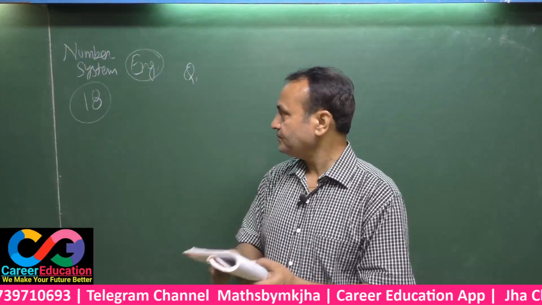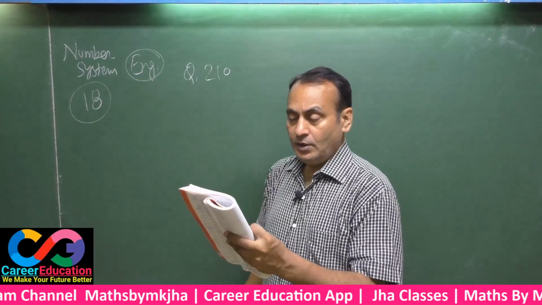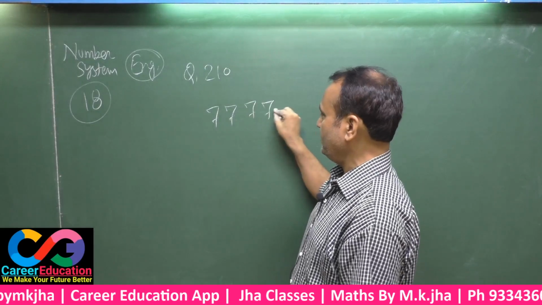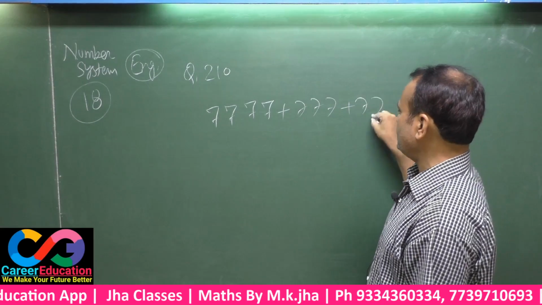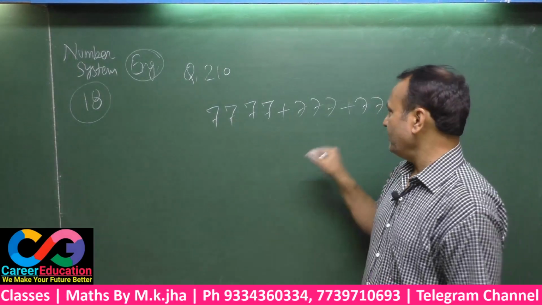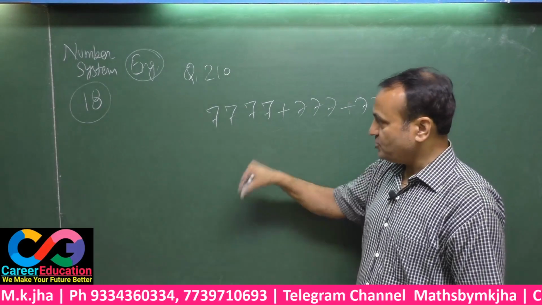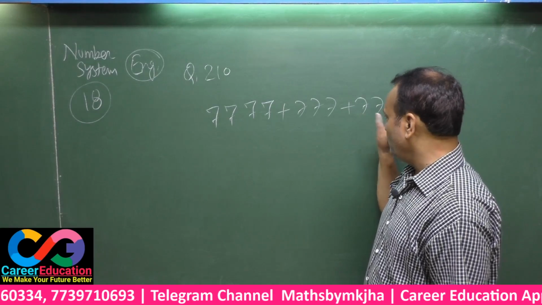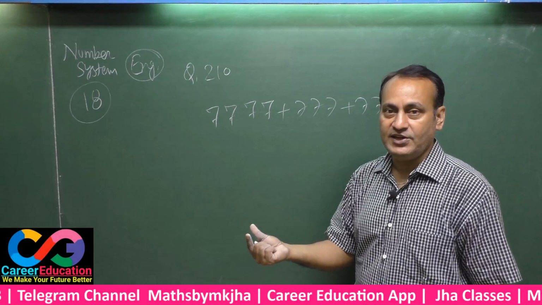From class 18, question number 210. Question number 210 is 7, 77, 777, 7777 plus 7, 77, 777 plus 7, 77 equals what? See here, had there been a plus 7 also, the trick must be applied correctly. But see here, 2 sevens, 3 sevens, 4 sevens are here, but only a single 7 is not present there.